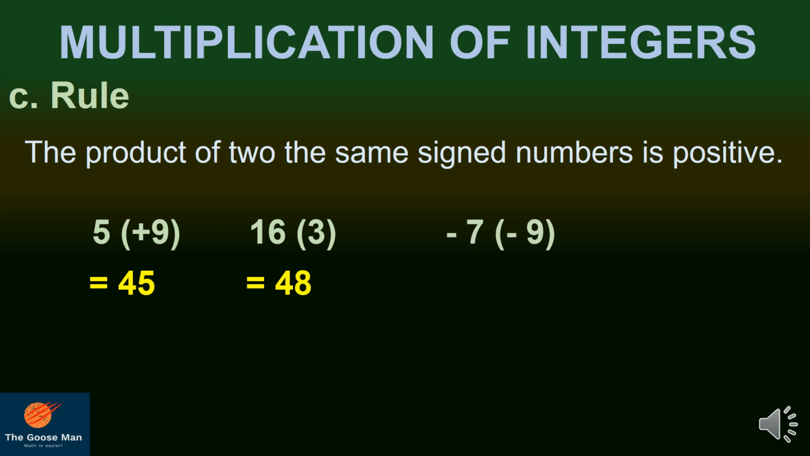Next, if I have negative 7 times negative 9, we have two negative factors, so the product is actually a positive number. So 7 times 9 is 63. Sometimes we may omit the positive symbol, so we can rewrite this as 63. Next, negative 10 times negative 6 will give us positive 60.